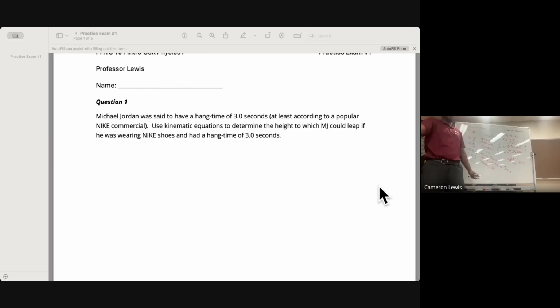Describe hang time in your own words. Time up plus time down, right? When do we want to measure his greatest height? When he's all the way in the air. When does that happen? He's in the parabola, but what part of the parabola? Half, the middle.